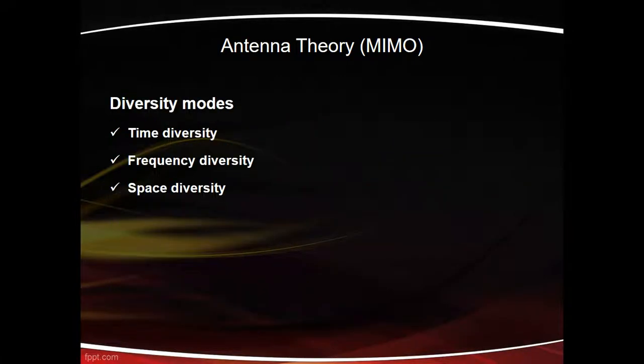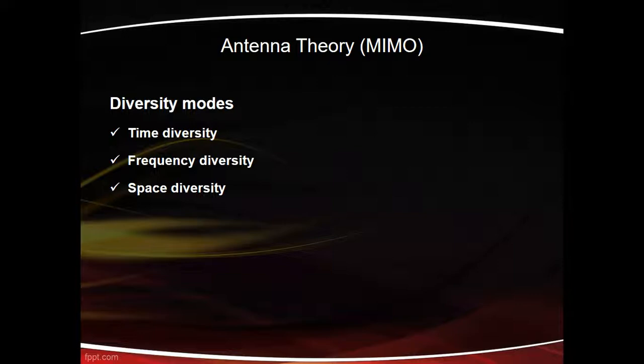The diversity modes are separated into 3 categories in MIMO antennas: time diversity, frequency diversity, and space diversity. Time diversity means a message may be transmitted at different times, for example using different time slots and channel coding. Frequency diversity means this form of diversity uses different frequencies. It may be in the form of using different channels or technologies such as spread spectrum or OFDM.